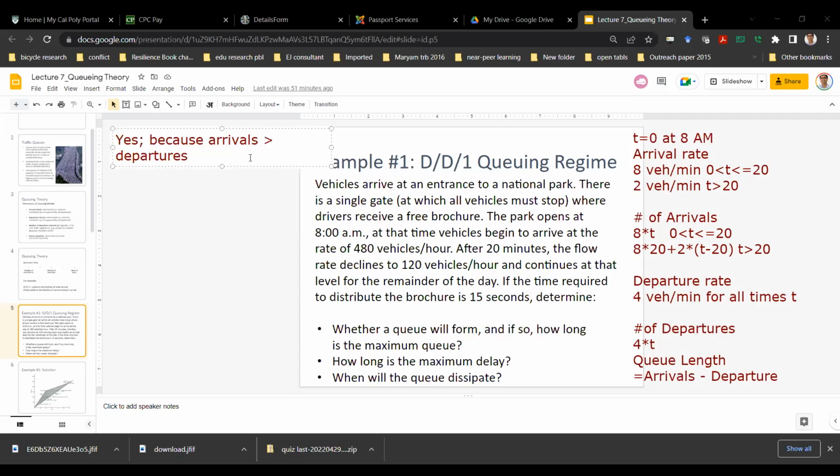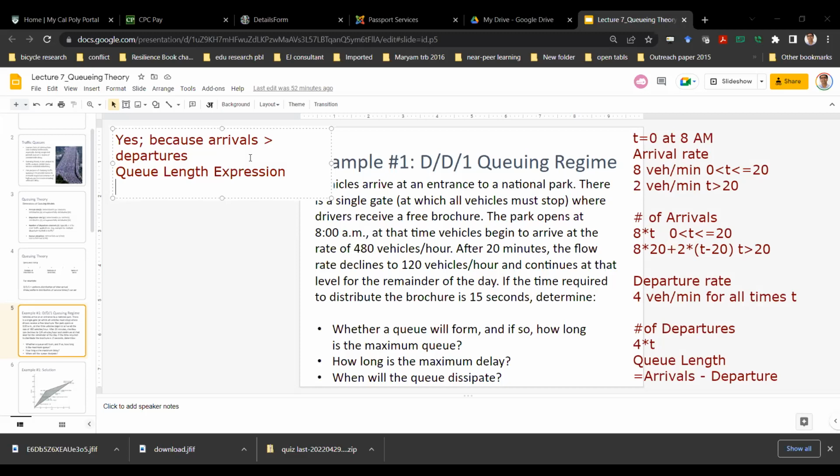Now I want to find how long is the maximum queue. So let's see if we can write down the queue length expression. What is the queue length expression? Would queue length be a discontinuous function, a function that has breaks, or a continuous function? We already know what queue length looks like, right? It's arrivals minus departures. It will be a piecewise function. That's right. Piecewise is the word I was looking for too.